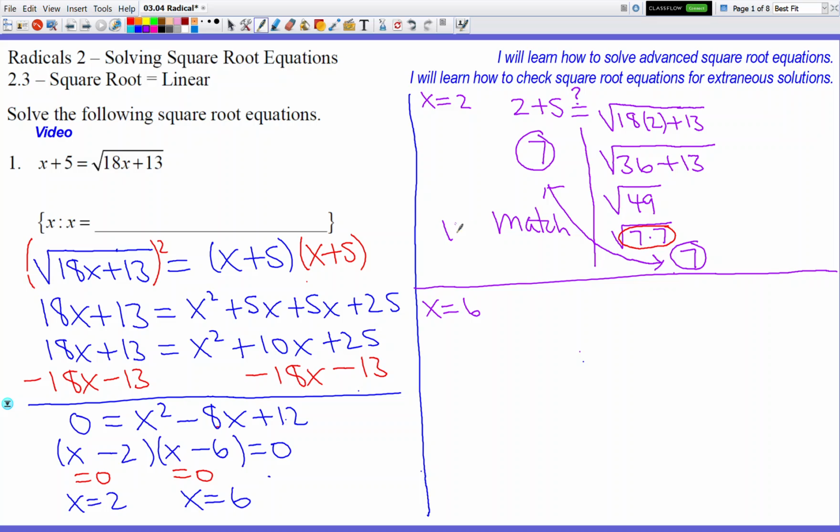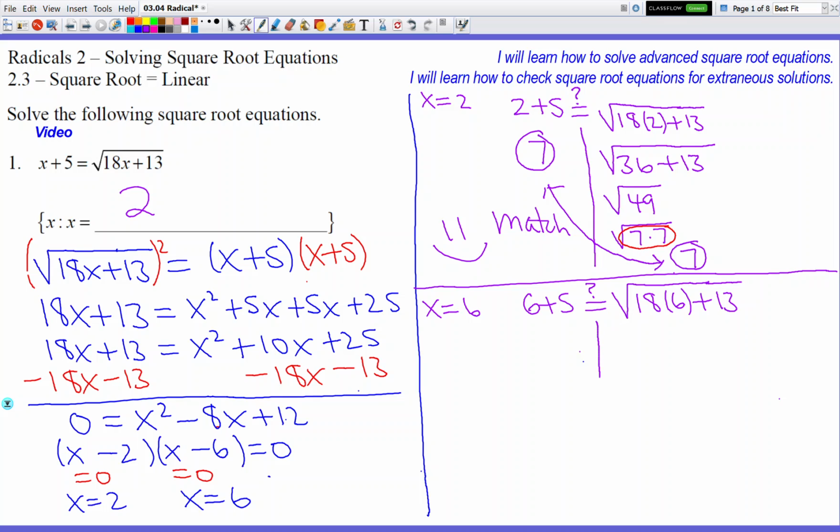So that makes us happy. You know why it makes us happy? Because it says 2 is a legit answer. And now all we have to do is check 6 and see if he's a legit answer also. So let's do this. So plug 6 into our original problem. So we got 6 plus 5 equals, and we don't know if it's actually equal or not, so I got to put a question mark, and then square root of 18 times 6 plus 13.